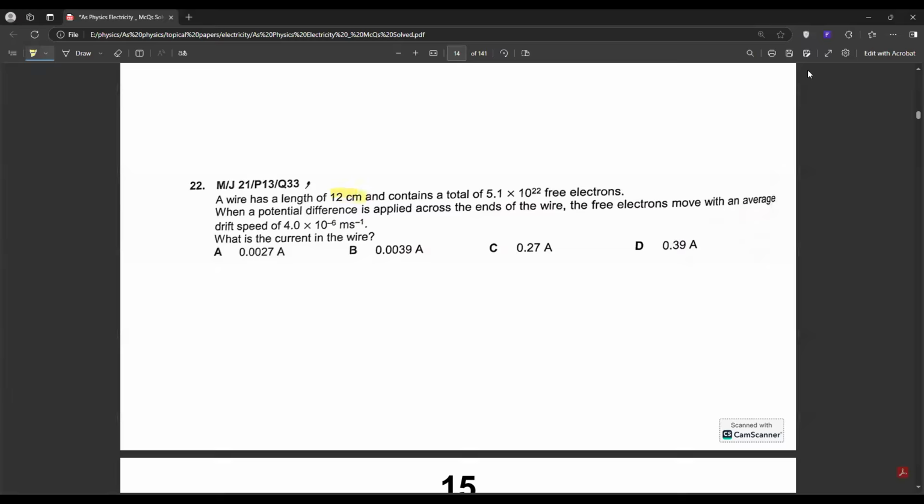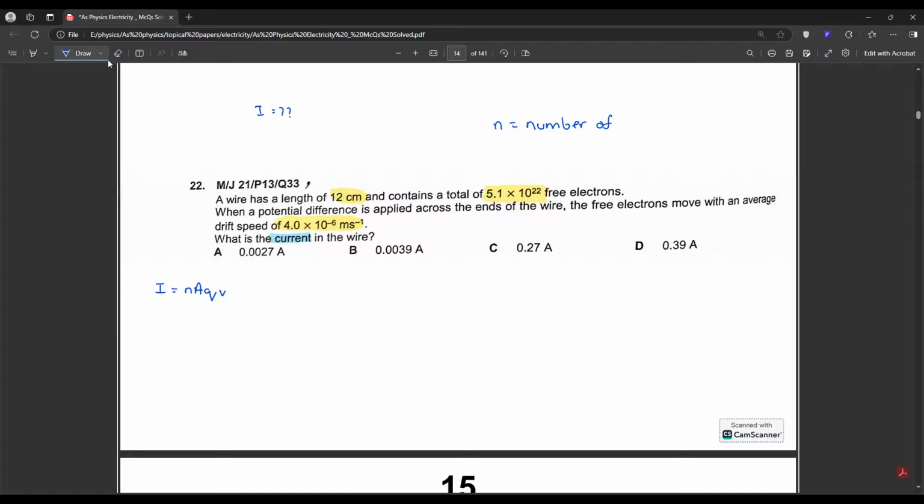Okay, so let's see this question. A wire has a length of 12 centimeter and contains a total of 5.1 into 10 to the power of 22 electrons. When a potential difference is applied across the ends of the wire, the free electrons move with a drift velocity of this. You have to calculate the current I in the wire. So first of all, we know that current I is equal to what? NAQV. Now, if you have studied drift velocity in detail, you know this n. This small n is what?